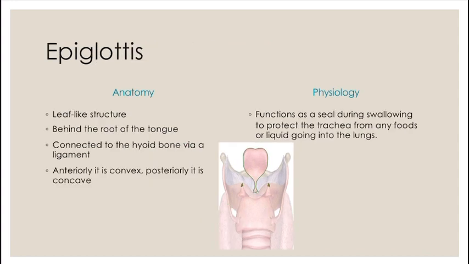The epiglottis is a leaf-like structure. It's located behind the root of the tongue. It's connected to the hyoid bone via a ligament, and anteriorly it's convex and posteriorly it's concave. It functions as a seal during swallowing, which protects the trachea from any foods or liquid going into the lungs, and also protects the vocal folds in that manner as well.